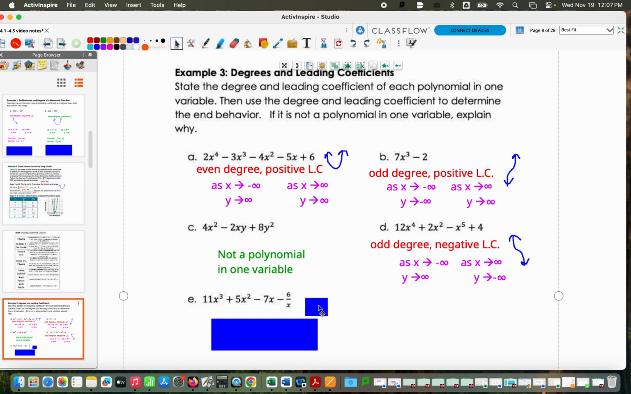This one here, the 6 over x is really x to the negative first power is how this could be rewritten. We cannot have negative powers, so therefore this is not a polynomial in one variable. We're only looking at things like these guys here.